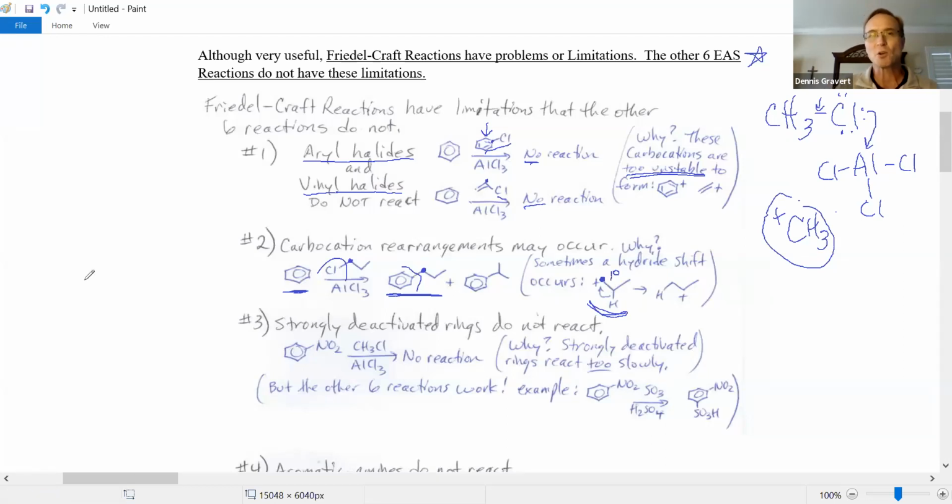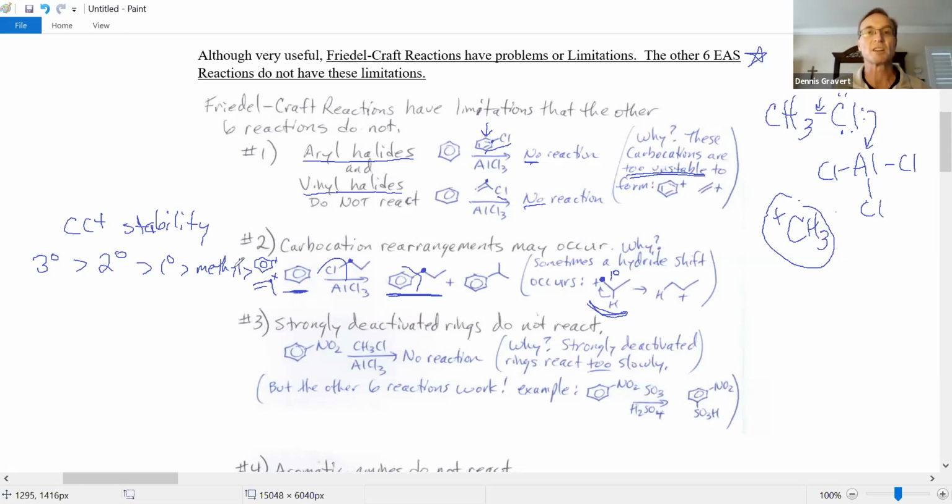And then do you remember your order of carbocation stability? Remember we said tertiary is the most stable, and then secondary, and then primary, and then methyl. And then we said aryl, plus charge on the benzene ring, or vinyl, plus charge on an alkene. They're incredibly unstable, which is why they don't form.